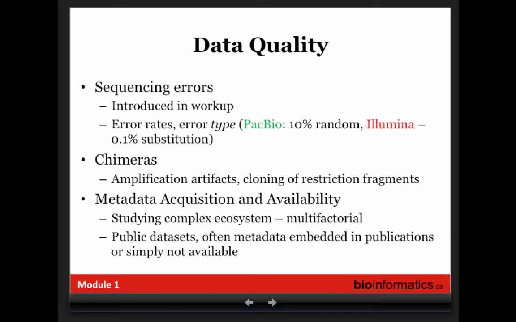Okay, so the other issue with metadata is that even if the data are collected, they're often embedded in supplemental files in the publication, and they're not really made available together with the sequence data on public repositories. And as a result, reusing metagenomic study data or microbiome study data is quite a challenge.